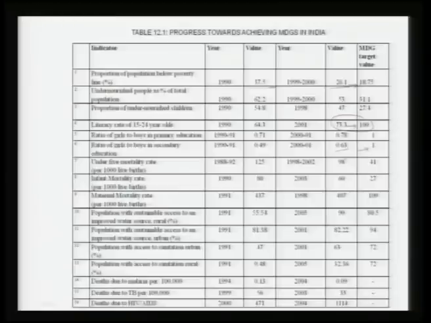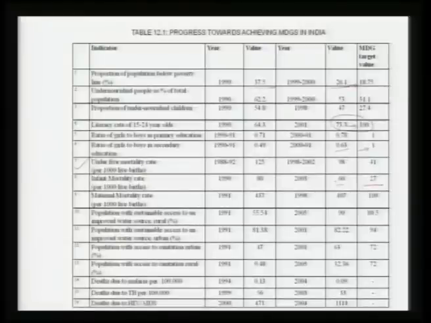Under 5 mortality in the 88 to 92 period was 125 per 1000 live births, it reduced to 98, and we have to bring it down to 41. These indicators would be somewhat difficult to achieve. Infant mortality rate, we have to bring it down to 27. The present level, meaning level in 2003, was around 60, and it has to be brought down to 27.